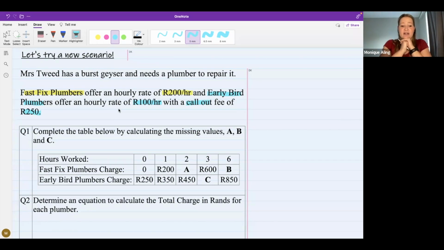Okay, so we've highlighted the important things. Let's look at question 1. Complete the table below by calculating the missing values A, B, and C. So looking at our table, we've got our hours and then our different companies and what they charge. So I'm going to ask you guys to quickly try A, B, and C for me. Please don't look at the chat. Okay, let's start with A. Work out A for me.